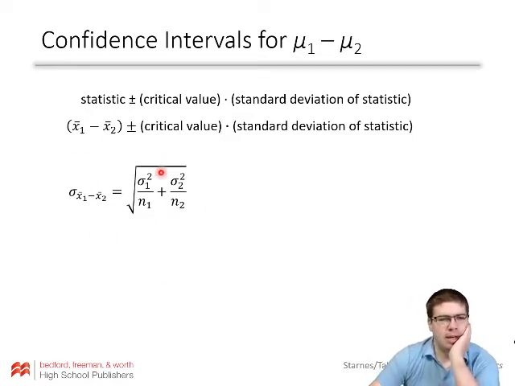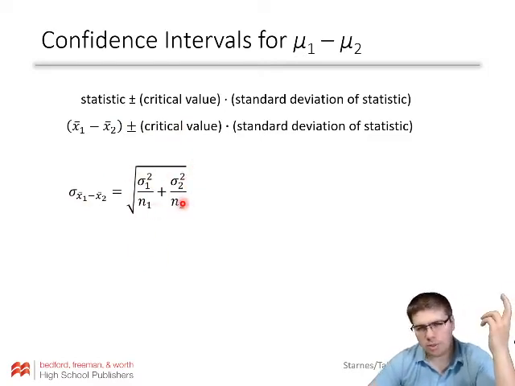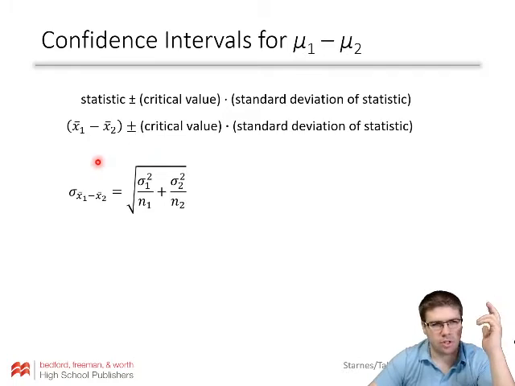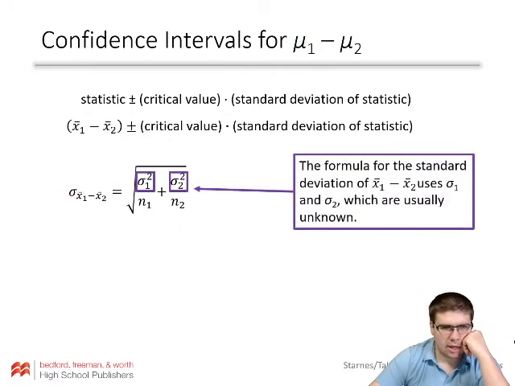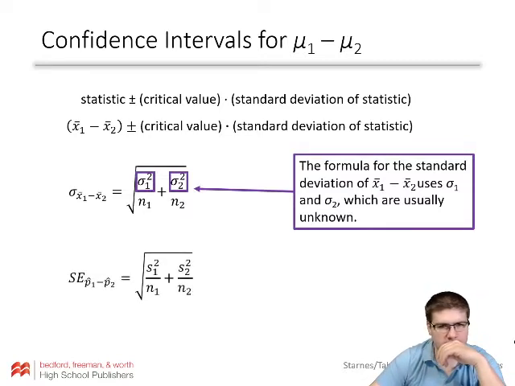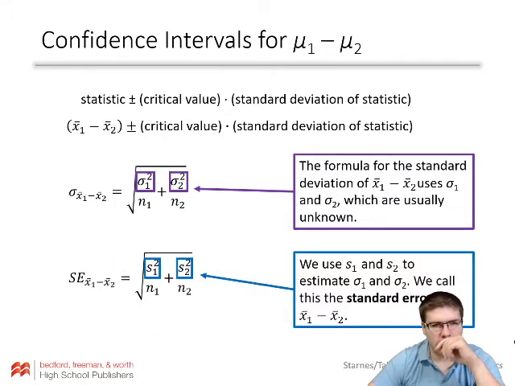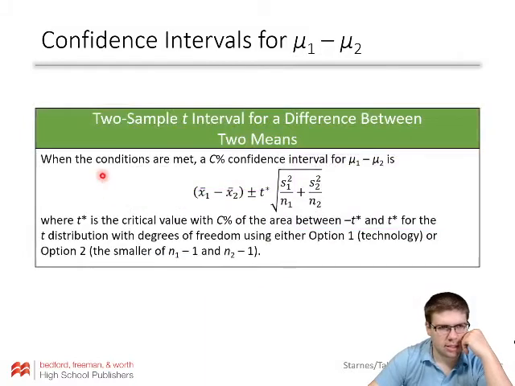For that, we would like to use this formula, sigma 1 squared over, and so on and so forth. That's the actual standard deviation, but we're not going to know sigma. There's no reason we should ever know sigma when we're trying to figure out what mu is. So since we can't do that, we're going to have to use s instead. That makes this a standard error. And since we're using standard error, we will use t instead. And so in the end, the formula looks like this: x bar 1 minus x bar 2 plus or minus t star times the s's in that standard deviation formula.